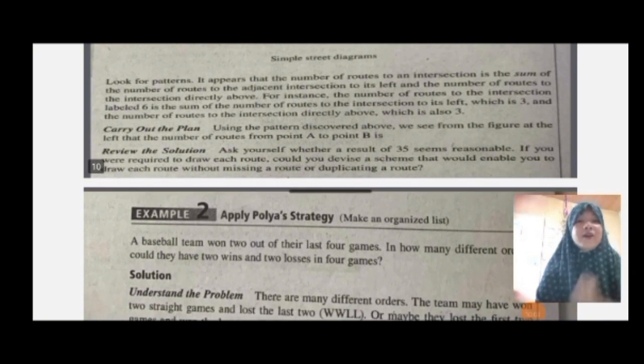And carry out the plan using the pattern discovered above. We see from the figure at the left that the number of roads from point A to point B is 35. And review the solution. Ask yourself whether a result of 35 seems reasonable. If you were required to draw each road, could you devise a scheme that would enable you to draw each road without missing a road or duplicating a road?